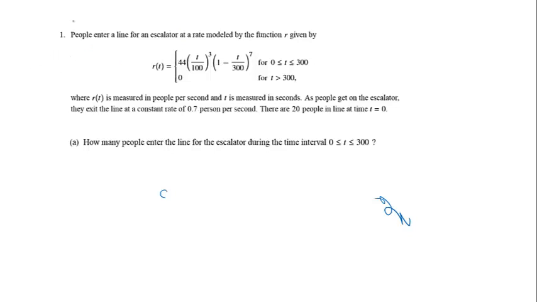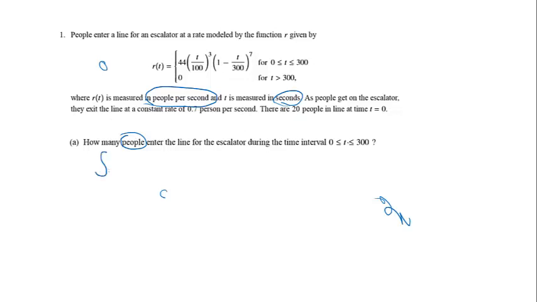Okay, before we decide what we're going to do with this problem, we want to look at the units, because that will help us solve the problem. How many people? So we're looking for how many people. They are giving us a rate, measured in people per second, and t is measured in seconds. So I know if I have a rate and I want to get rid of the rate, I have to take the integral.